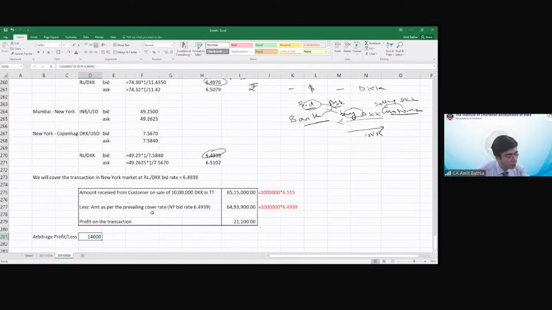Is everyone clear so far? Can we say zero investment with fixed return? Sir, can we say arbitrage is a zero investment with fixed return? Zero investment at fixed return. Fixed return is not something which is guaranteed.